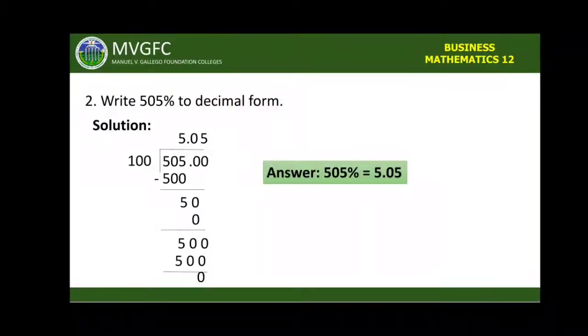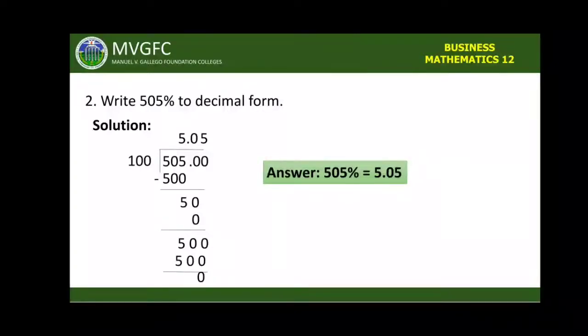505% to decimal form. So again, divide 505, or the given percent, by 100. So 505 divided by 100 is equal to 5. Then 5 multiplied by 100, we have 500.